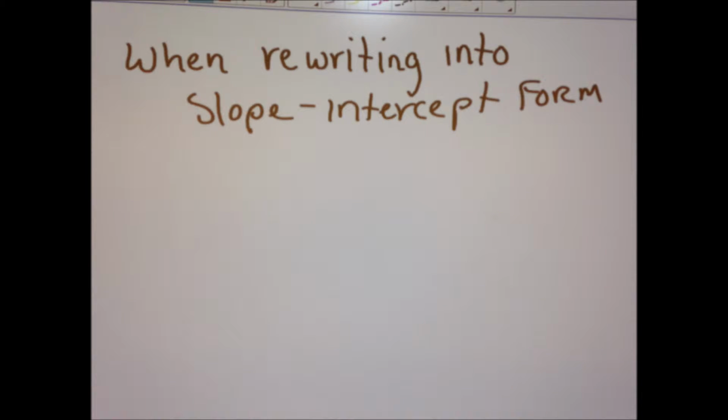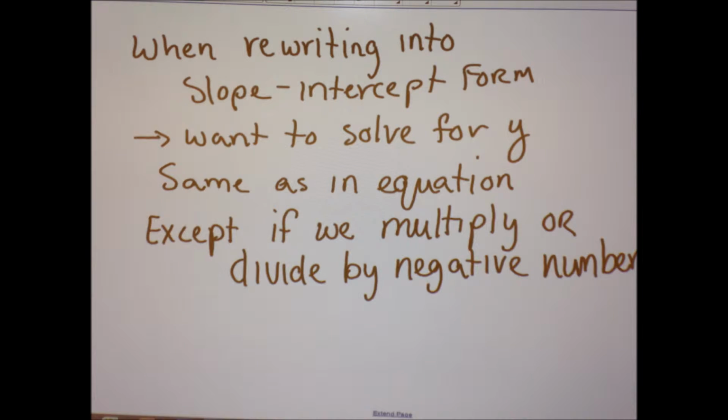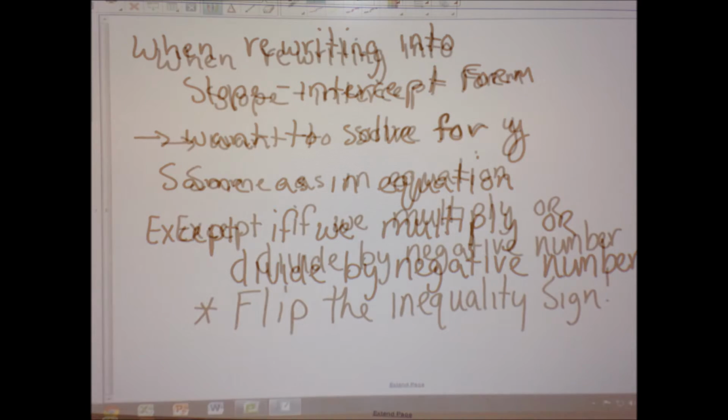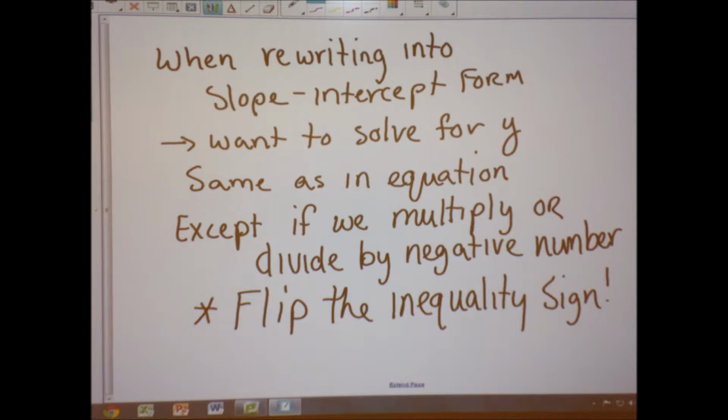When we rewrite in slope-intercept form, we may need to solve for y, just like an equation, but if we multiply or divide by a negative number, we have to flip the inequality sign.